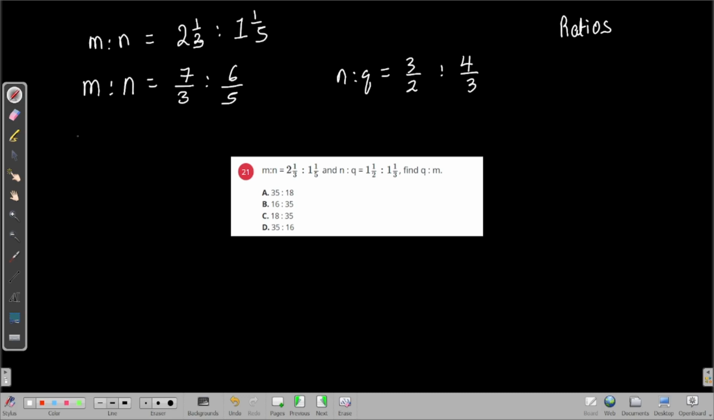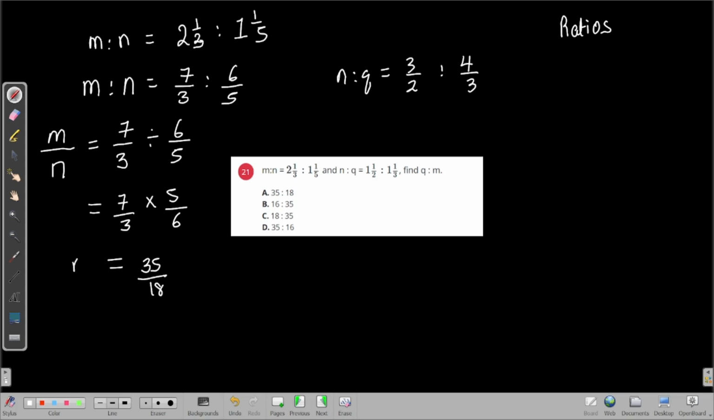Alright, so ratios are fractions, so m ratio n is m divided by n. That's 7/3 divided by 6/5. Okay, so m/n is 35/18. So it means that m ratio n is what? 35 ratio 18.